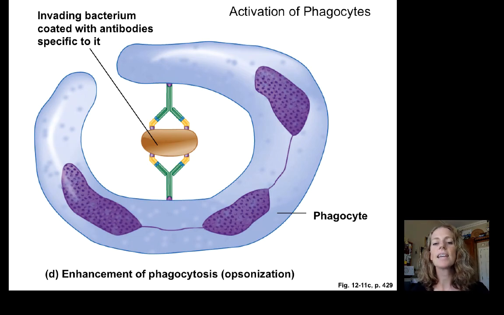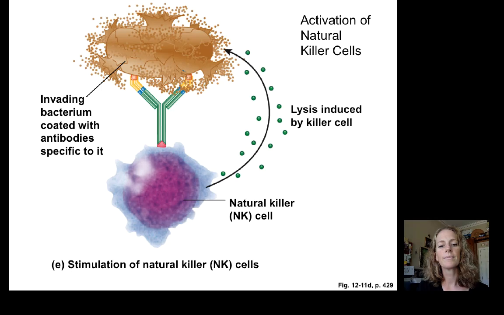Activation of phagocytes happens in a similar way, where they will be attracted to the antibody bacterial complex, and they will surround the bacteria and phagocytose the bacteria. Natural killer cells, very similar, but they use perforins instead of the membrane attack complex.